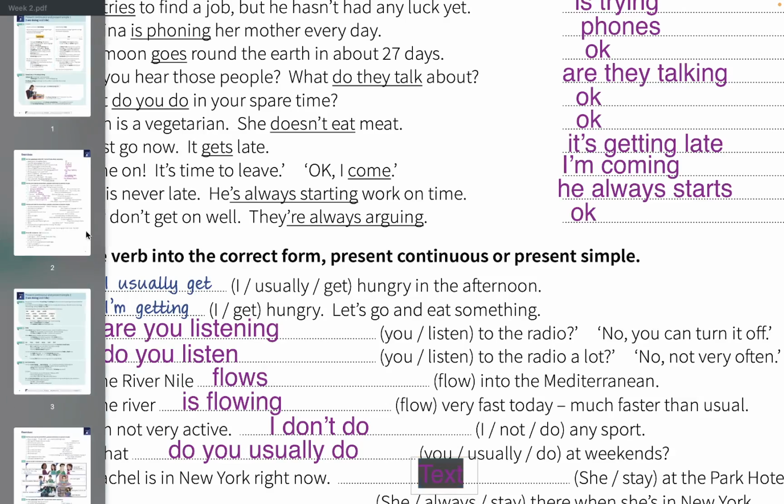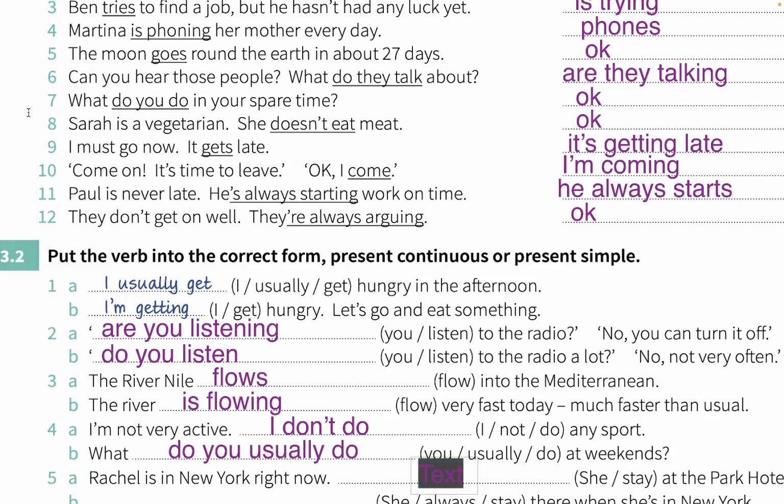Okay. So number 7 di sini, it's what do you do in your spare time, kan? And number 4, it's also using the present simple. I don't do it. No, I'm not doing. It's because we're talking about something that is happening more than usual, more often. Yeah? So it's not something that's currently happening.